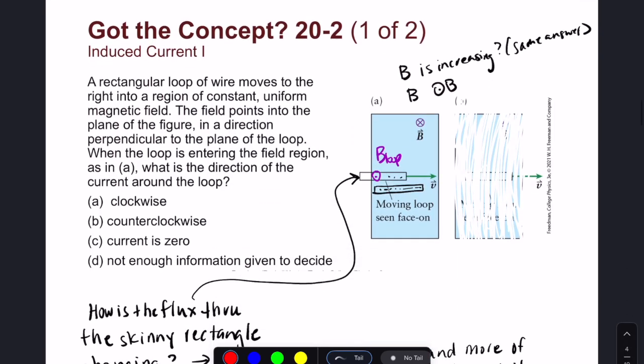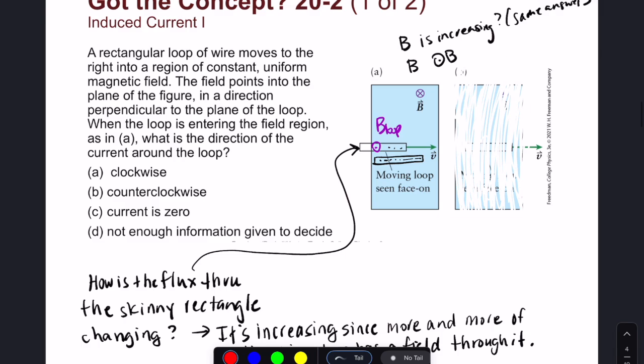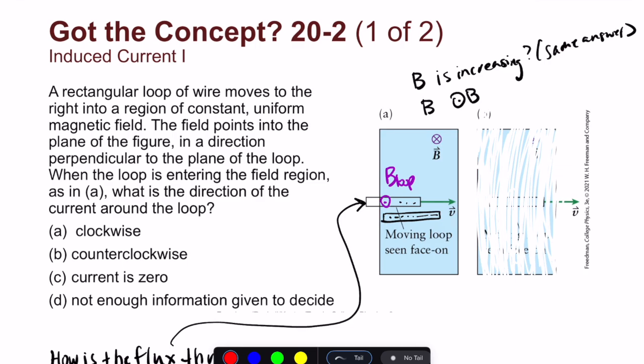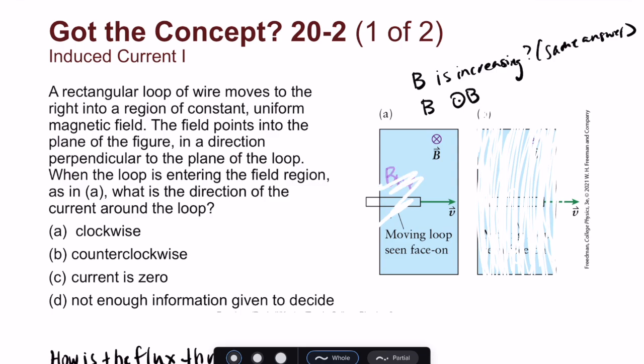Let's look at this, got the concept. And remember, we're going to ask ourselves first, is the flux changing, or how is it changing, increasing or decreasing? So we have a rectangular loop of wire, right here, and it's moving to the right. So this is going to be another motional EMF, because we're inducing a flux change through motion.